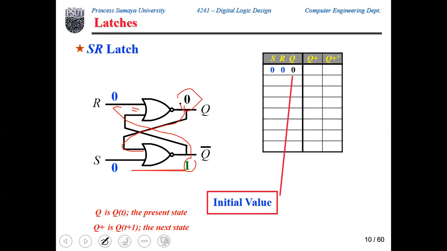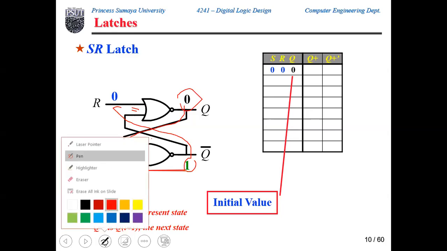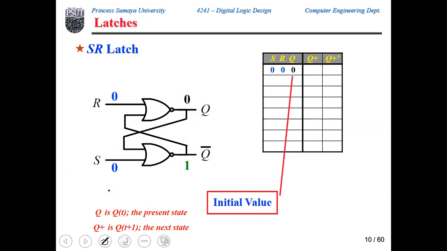So technically, what happened to Q when I set S and R to 0, 0? What happened? It stayed the same. 0 or 0, complement 1; 1 or 0, complement gives 0. Keep doing that, it will stay the same.